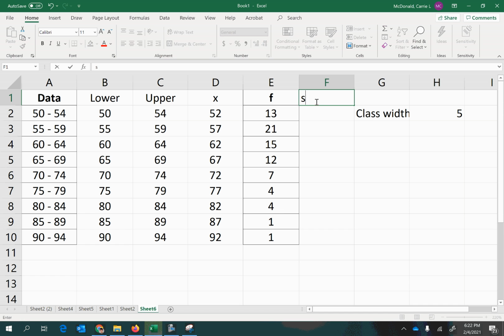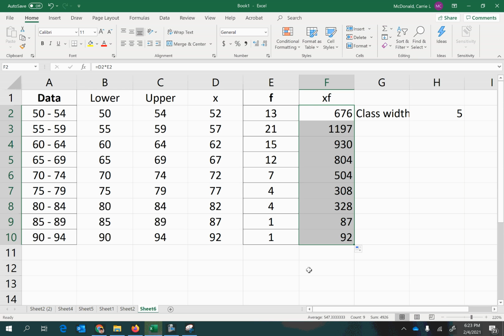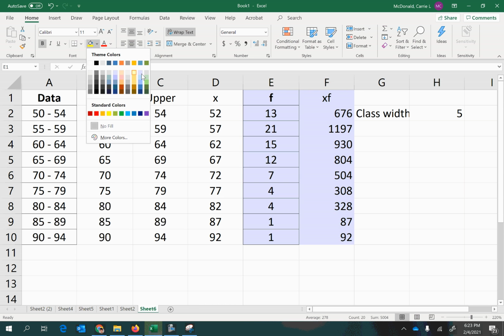So now I need an X times F column, and I'm just going to multiply each midpoint times the frequency. Do the first one and copy that down. Now, these are my two important columns that I need to finish this off.